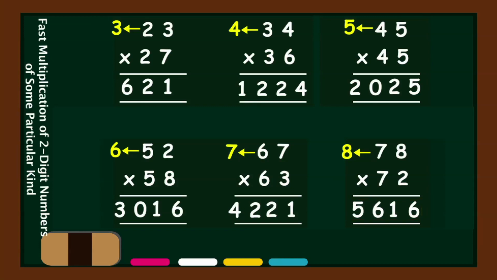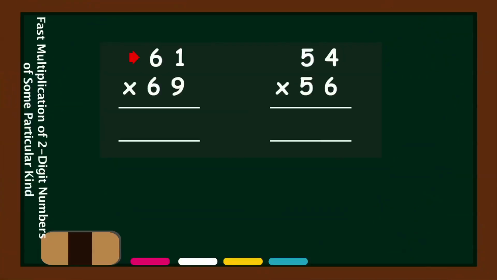So like that we can do easily. We'll see some more examples. 61 into 69 and 54 into 56. Coming to these problems, a simple difference is there. In ones place, 4 plus 6 is 10, 1 plus 9 is 10. So the sum is 10 only. And the digits in tens place are also same.